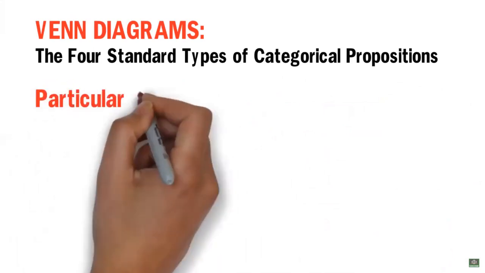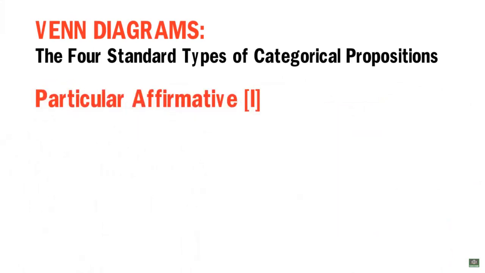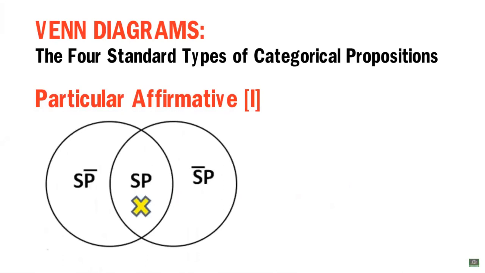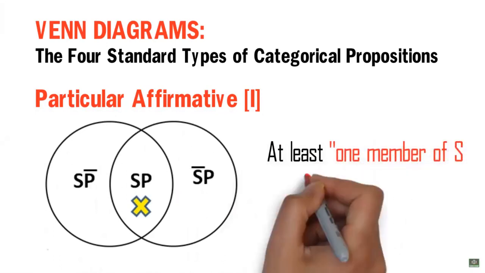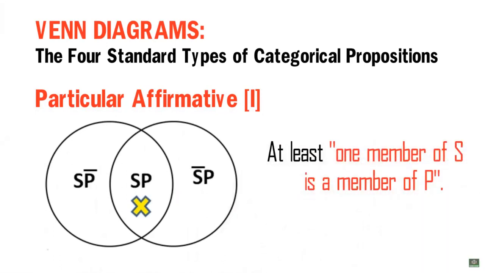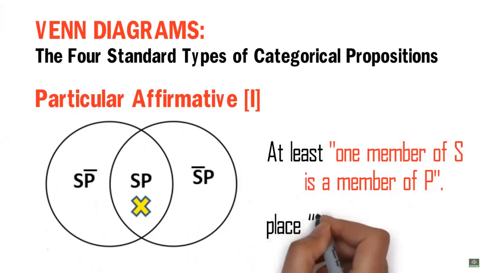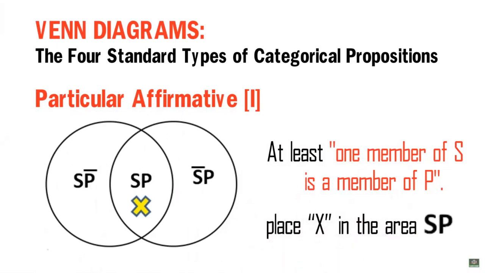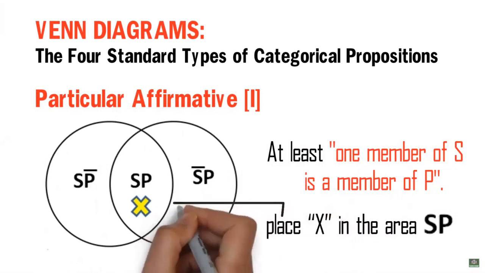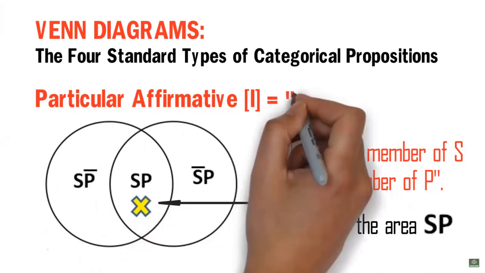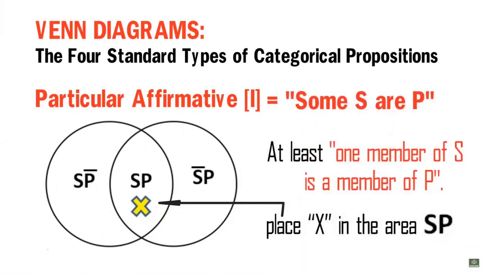Then we have a Venn diagram for particular affirmative I propositions. A particular affirmative I proposition asserts that there is at least one member of S that is a member of P. This is diagrammed by placing an X in the area S and P, which is common to the two classes. Thus, in the diagram, we place an X in the area S and P, and we say some S are P.